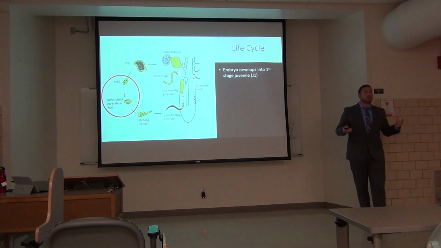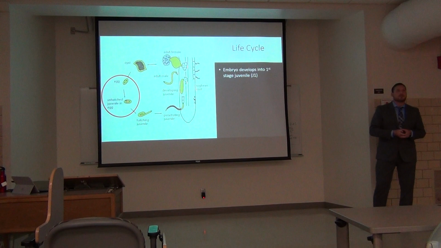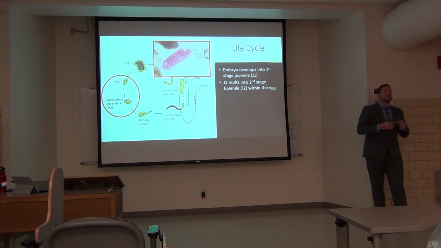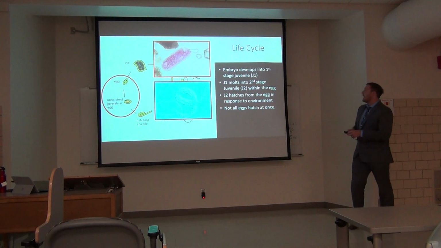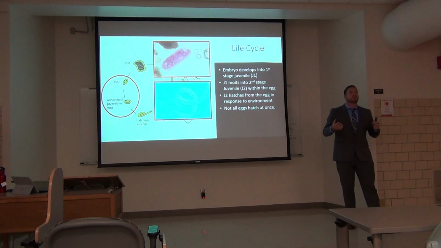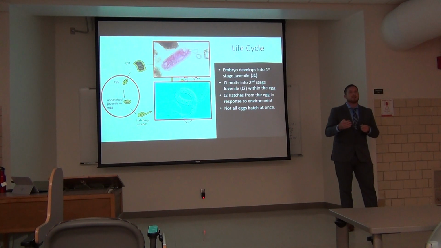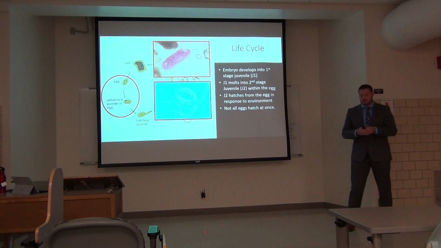As any good plant pathologist, we have to have our life cycle. So here I'm going to start out at the egg. Within the egg, the embryo develops into the first stage juvenile called the J1. Here's kind of what it looks like, nice little jelly bean. Within the egg, the J1 molts into the second stage juvenile, the J2. And the J2 will hatch from the egg in response to environmental cues. One of the interesting things about these nematodes is that not all the eggs will hatch at once. It'll be dependent on time, temperature, moisture, and presence of a host.